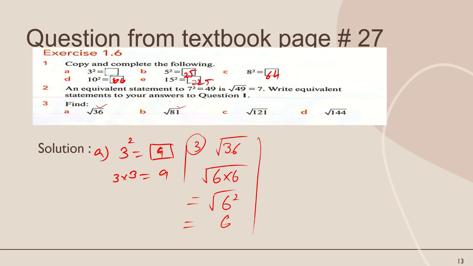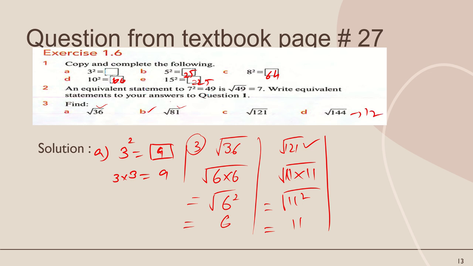Same for 81 and also 121. How can we find the square root of 121? We can write it as 11 times 11, written 2 times. Okay, the square root of 121 is 11. Okay, the square root of 144 is equal to 12.